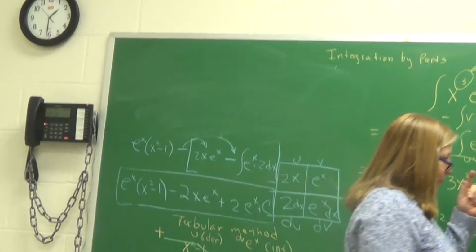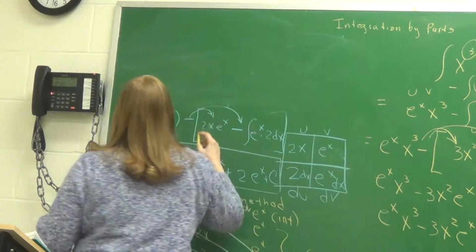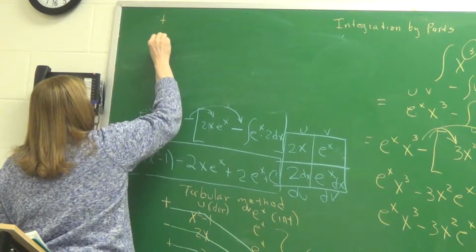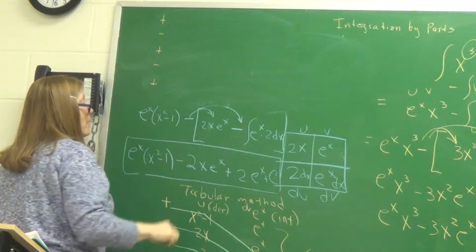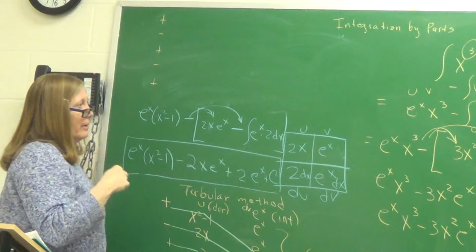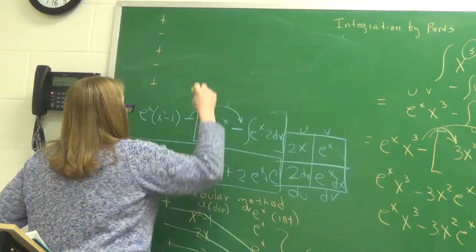Alright, so let's do this one with the tabular method. Can you see it, Aaron? Alright, so the first thing you do is plus, minus, and you keep going plus, minus as many as you need to. Then you start out with the original one that you put in the U box, which is x to the third.